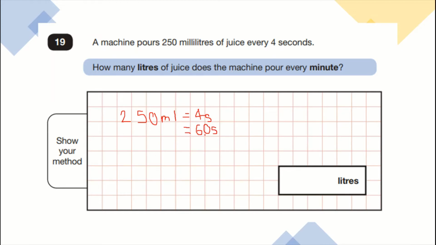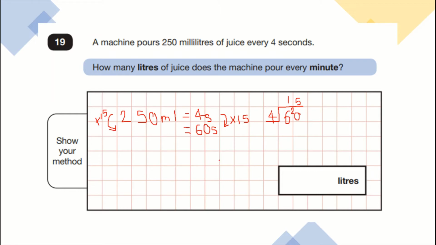So if we do 60 divided by 4, how many 4s are in 6? That's 1. Remainder of 2. How many 4s are in 20? That's 5. So here we've times 4 by 15 to get 60. Now if we times this side by 15, we can find out how many milliliters are poured every minute. So times that by 15.